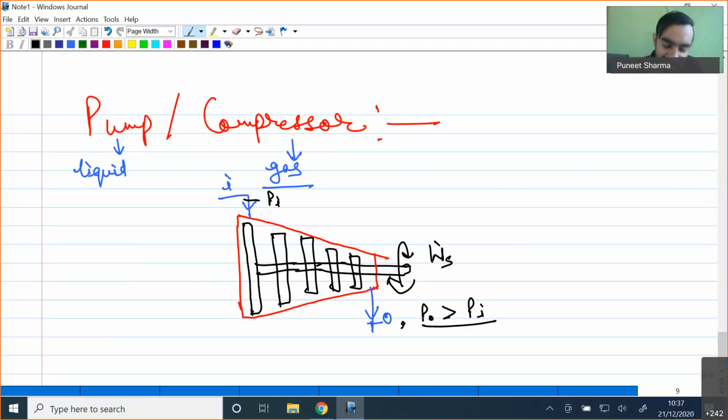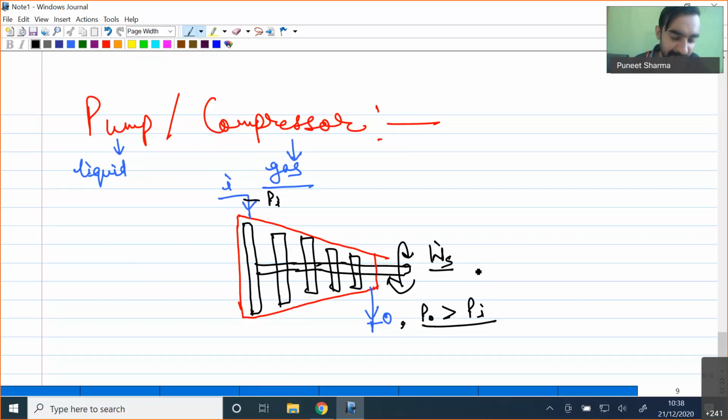The basic idea is that in case of a pump, we impart some kinetic energy to our medium, and then we have a diffuser section within the casing of the pump or compressor, and that diffuser actually converts that kinetic energy into pressure energy. So what is this diffuser? That also I'll explain in the subsequent slide. Overall, we are supplying a certain amount of mechanical work, and that mechanical work is increasing the pressure of the working medium.